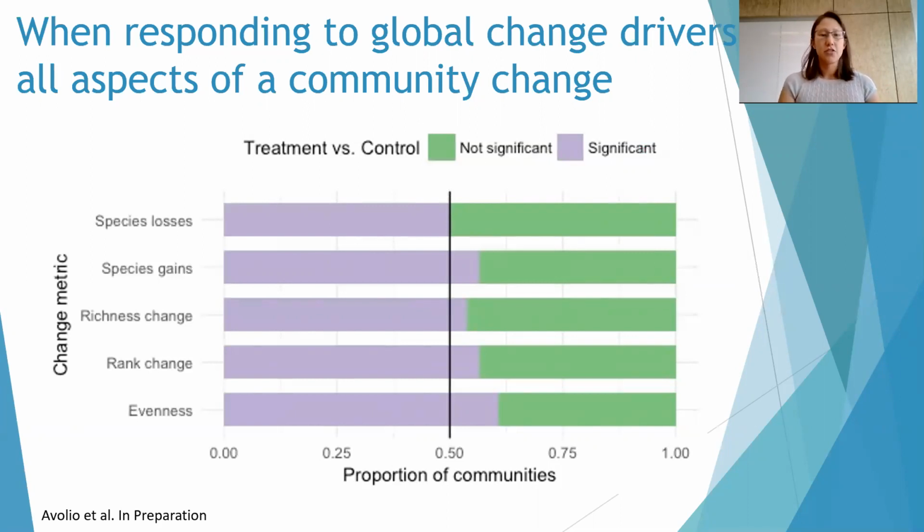So here, this figure is showing across the x-axis the proportion of communities that respond in each of the different ways that are shown on the y-axis. And the colors show in purple the communities that are not responding significantly, and green shows the ones that are responding significantly. And we see that across all of our different types of community change, ranging from species gains and losses, changes in richness, rank changes, so reordering of relative abundances, or changes in evenness of the plant community, we see all of these different types of changes occurring in response to global change drivers.